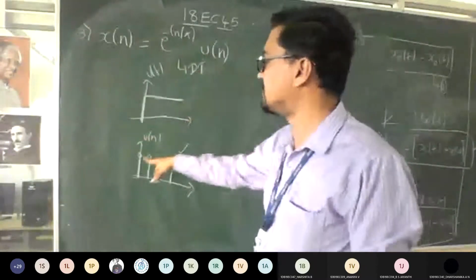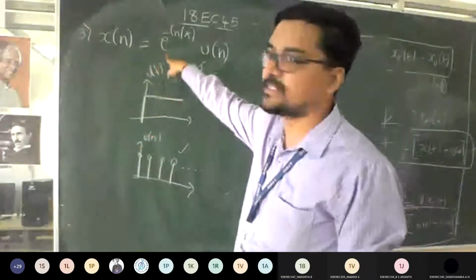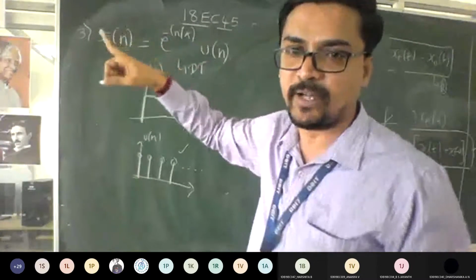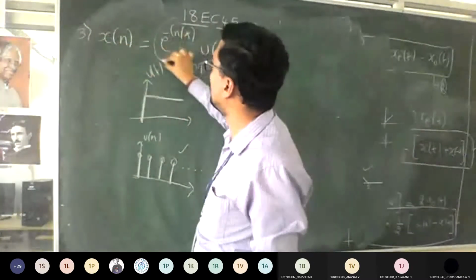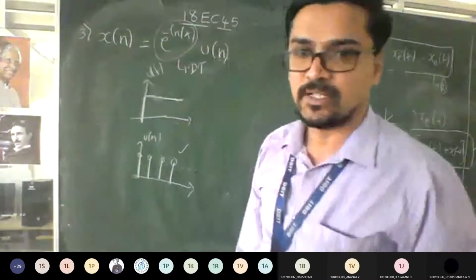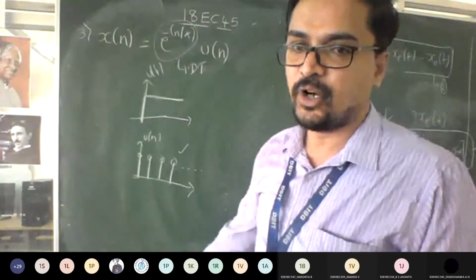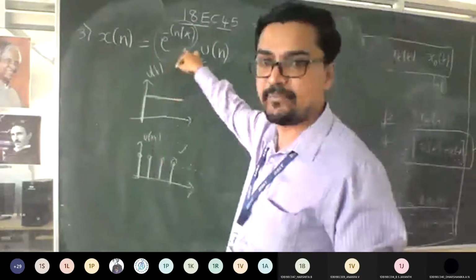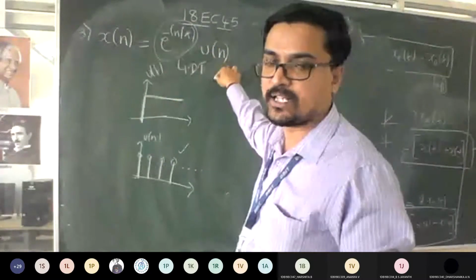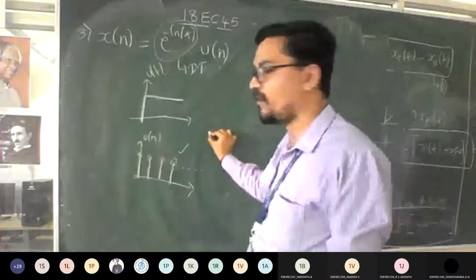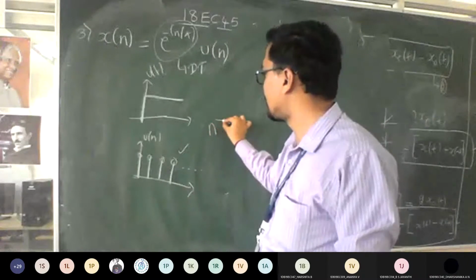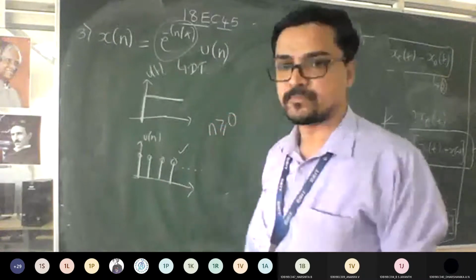So you know that u of n is nothing but amplitude 1. So for this signal, whatever you think, u of n multiplied by 1 means it remains the same only. So I need to worry only about this function. So how to find this? It depends on this. What's the condition I told you? u of n exists only for n greater than or equal to 0.